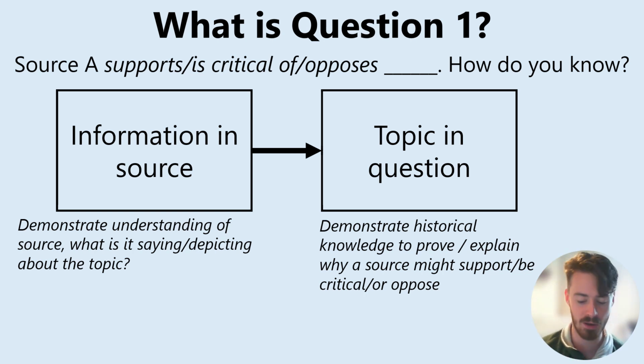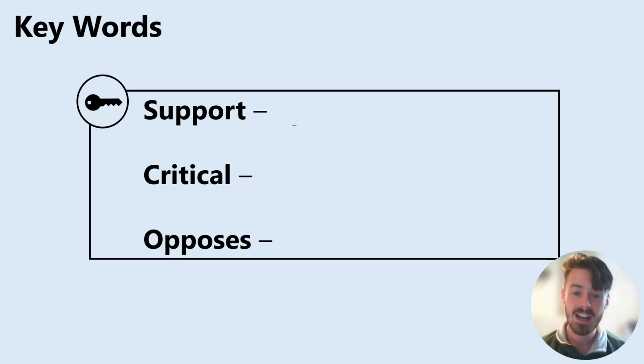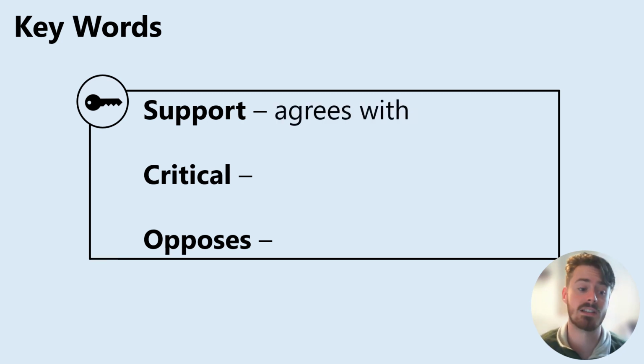Actually, let's talk about those 3 words, because those 3 words are really important so you know what is meant. Support is one I hope you are quite confident with. Any source that is supporting a topic or event or a person usually agrees with them. They like them. They are pleased. They gain out of this situation. You're trying to think of reasons why someone might support another. Why might they be happy about this topic?